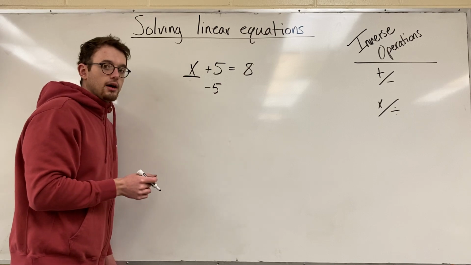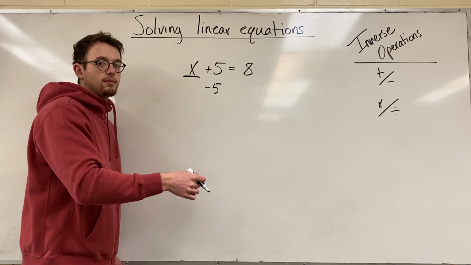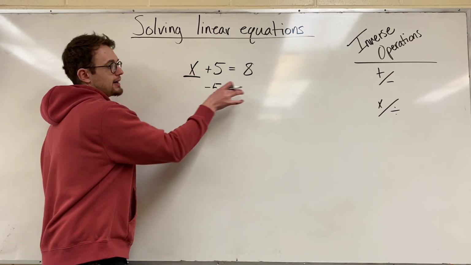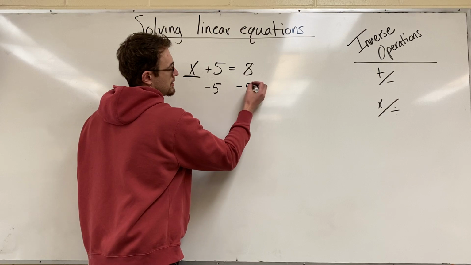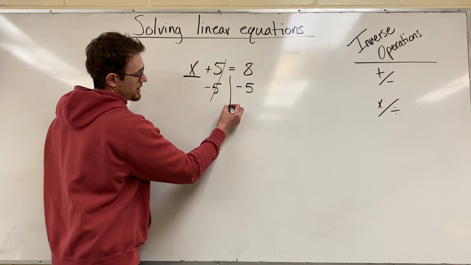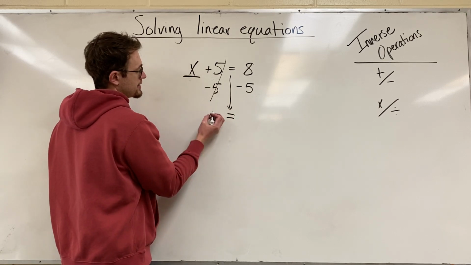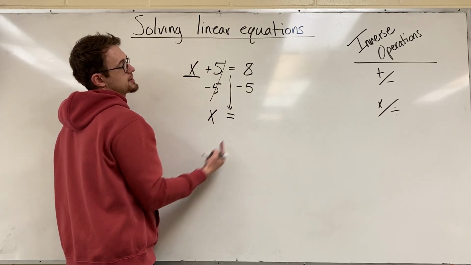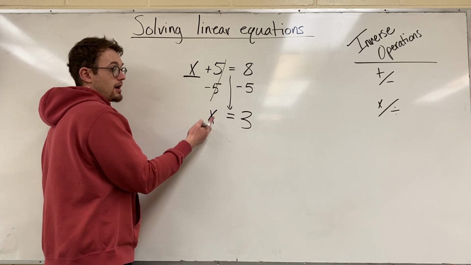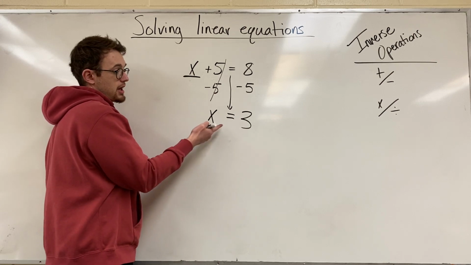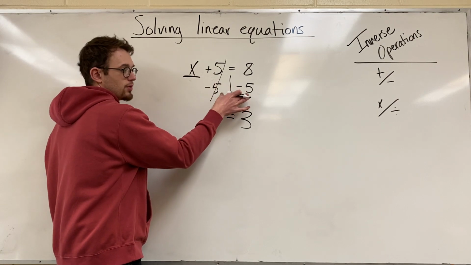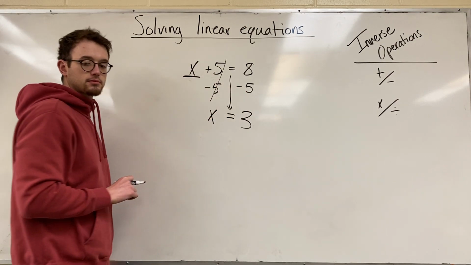Now what you do to one side, you do to the other side. That is the rule. What I do to the left side, I need to do to the right side. All right, so that cancels out, and I'm gonna drop my equal sign, and now I just have x over here. Well, 8 minus 5 happens to be 3. X is by itself, that's my solution. X equals 3, that's it. All right, so I did my inverse operation to both sides and got my solution.